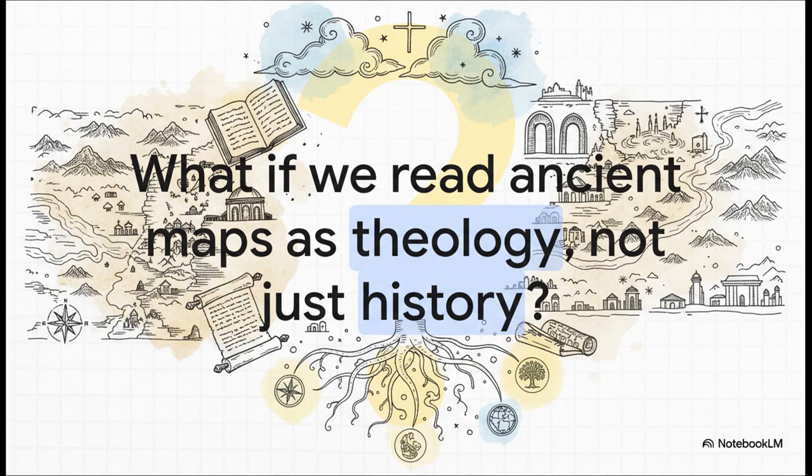If the map of Eden holds this much depth, what other ancient texts or maps might be out there, just waiting to be read, not as simple history, but as theology? What else could we learn if we started looking at them, not just as records of the past, but as blueprints of a much deeper purpose?